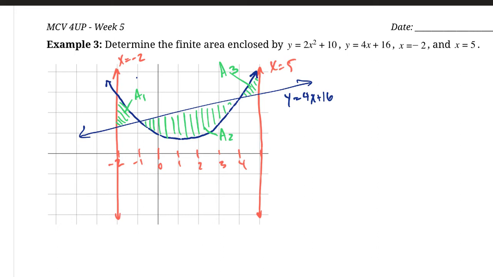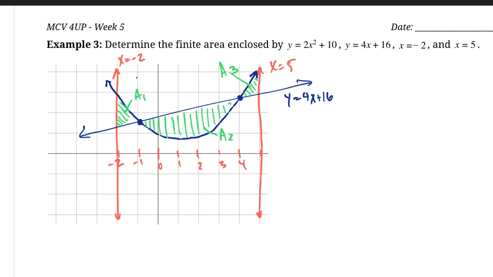So how do we do this? Well, first of all, I think we need to identify where these things intersect, because it changes. In this case, we have this function on top and this function on the bottom. But then it switches. Then we have the linear function on top and the parabolic function on the bottom. So in order to take the integral, we need to know which one is on the top and which one is on the bottom, to know which one to subtract.